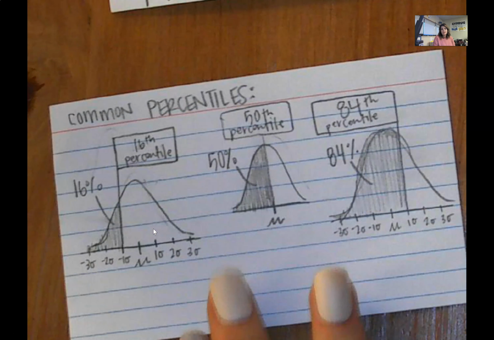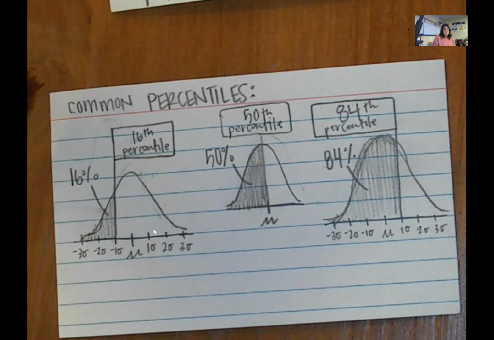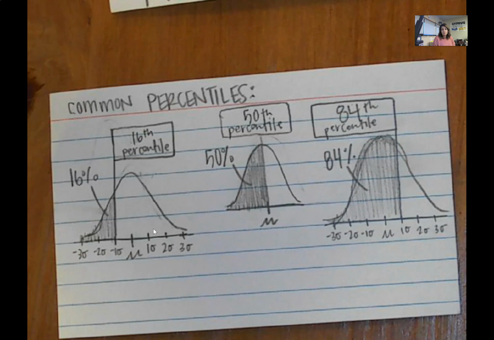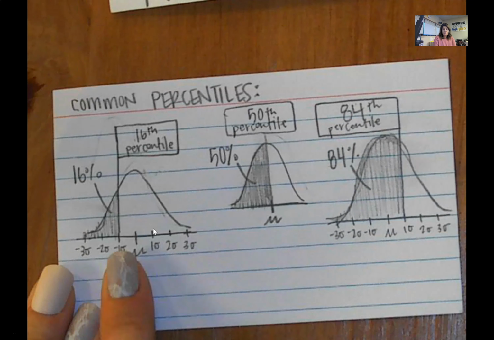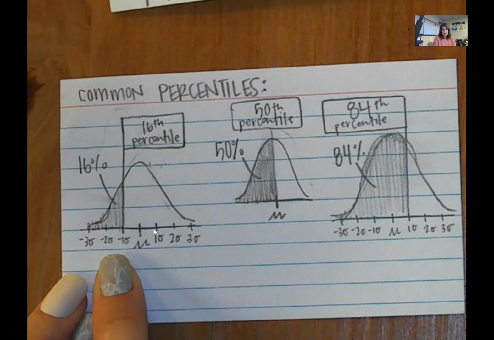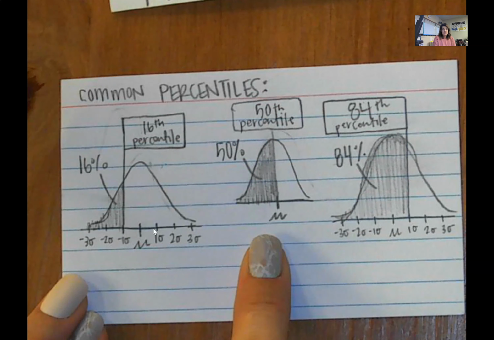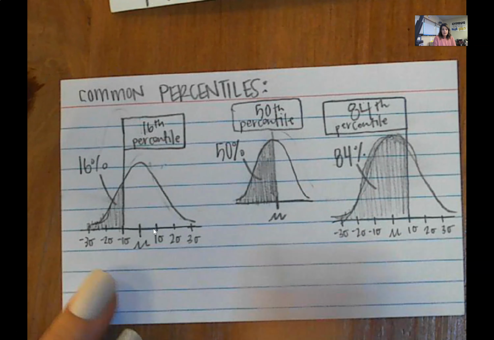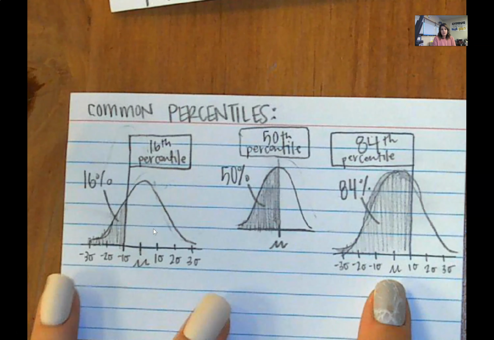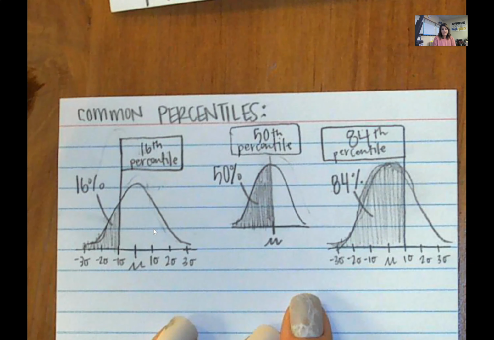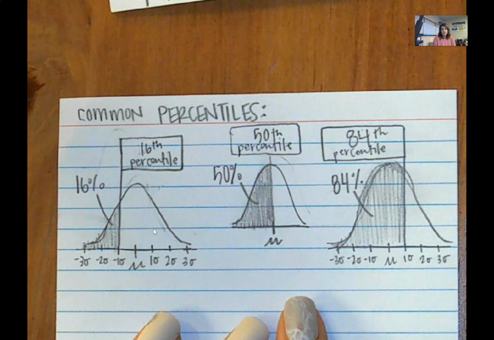You will need to use this on your test. The most common percentiles are the 16th percentile, the 50th percentile, and the 84th percentile. On a normal curve, the 16th percentile is at -1 standard deviation. The 50th percentile is at mu, and the 84th percentile is at the first standard deviation. You need to know this and be okay working with it to answer one of the questions on your exam.